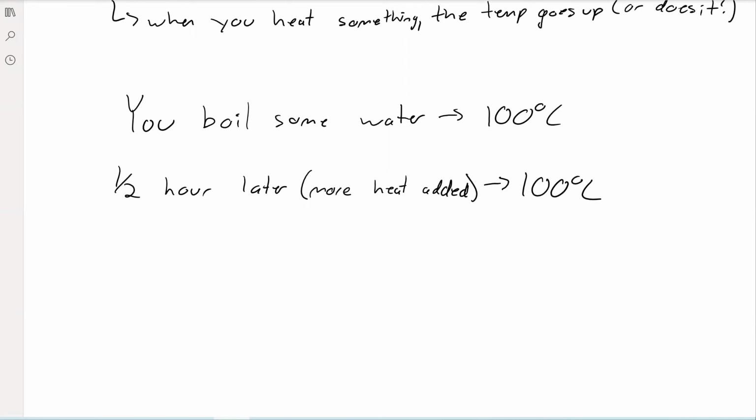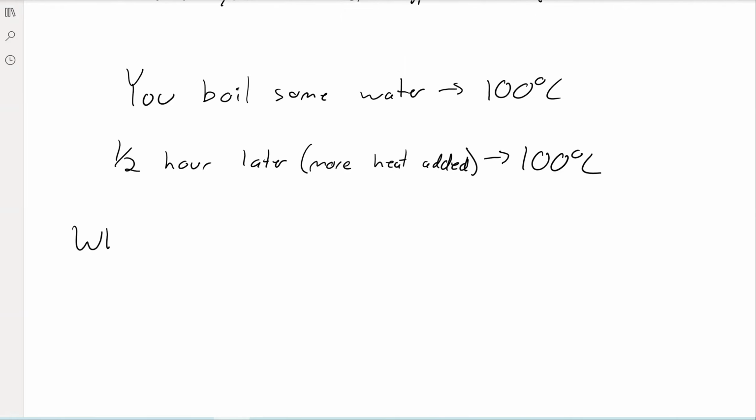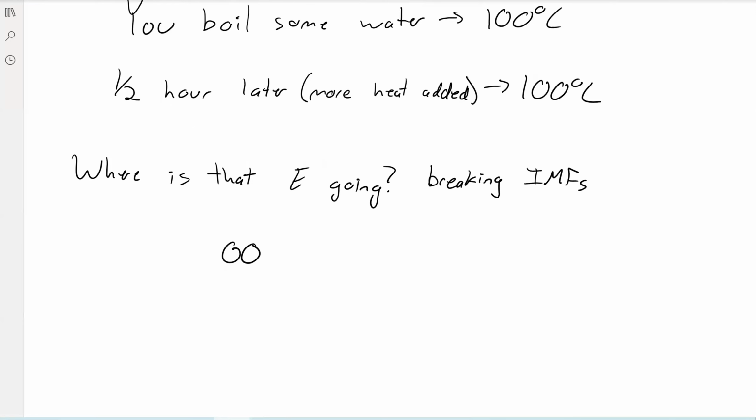Remember, energy can't just be destroyed, so it's got to be going somewhere. So where is that energy going? It's going into breaking the intermolecular forces to allow your phase transition to occur. In a liquid, we've got intermolecular forces keeping the particles together. When we add energy into this system, we break those intermolecular forces and turn the liquid into a gas. So the temperature of the system is not going up. The energy is all going towards breaking these intermolecular forces.